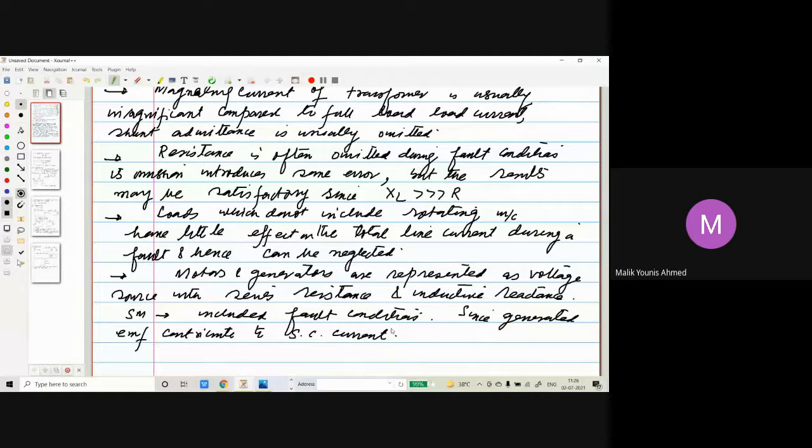If we have motors and generators in a single line diagram, how do we represent them in the impedance diagram? By a voltage source that will include a series resistance and an inductive reactance. And if we are having a synchronous motor, we have to include it under fault conditions. Why? Because the synchronous motor, as you know, will generate the EMF, and that generated EMF will contribute to the short circuit current.